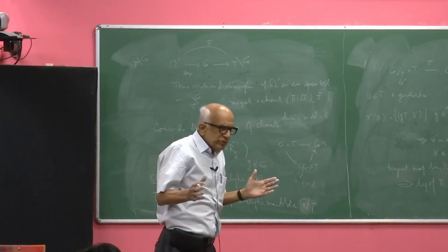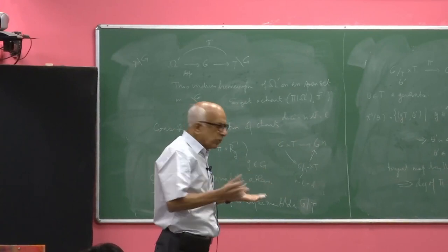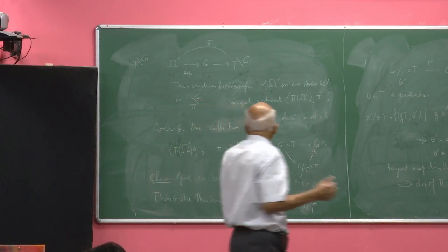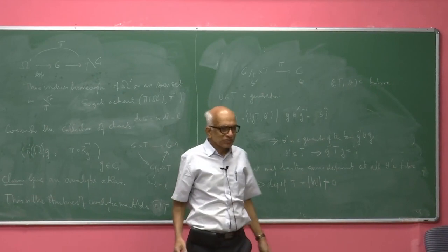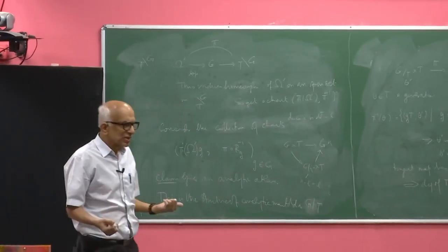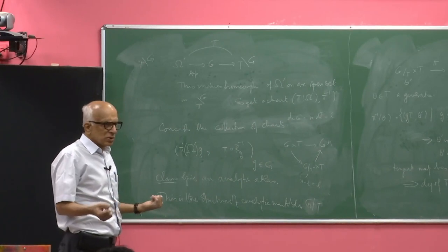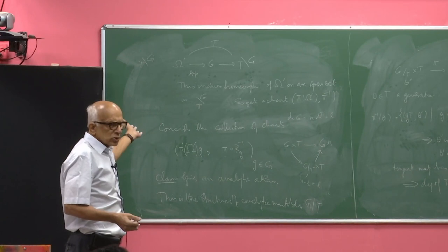So the degree is non-zero, and therefore it follows that the mapping is surjective. And then the two corollaries are immediate. The two corollaries immediately come through because I've proved those corollaries already.